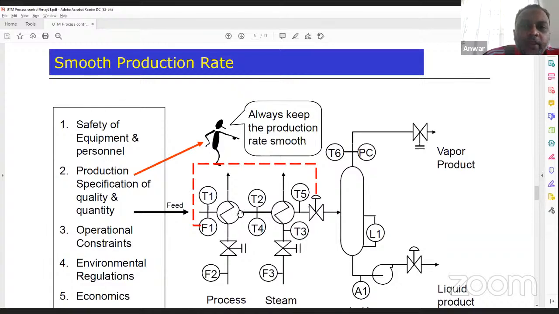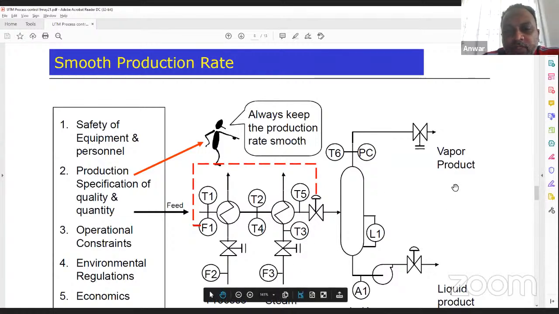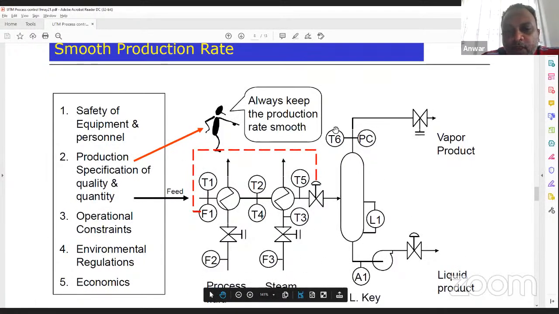So there's another example, on the product specification of quality and quantity. This is where it is important to control the feed rate into the drum. Therefore, you can achieve the quality and also the right quantity of the product.